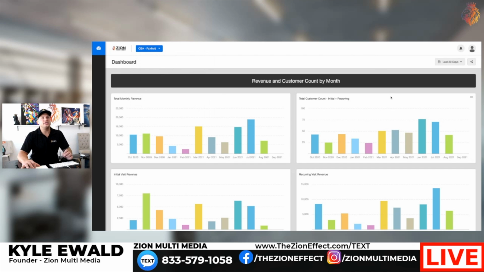If we look at the very top, this is where we're going to start. This is where you see the total monthly revenue. If you see here in July, they got $19,000 in revenue from our system.